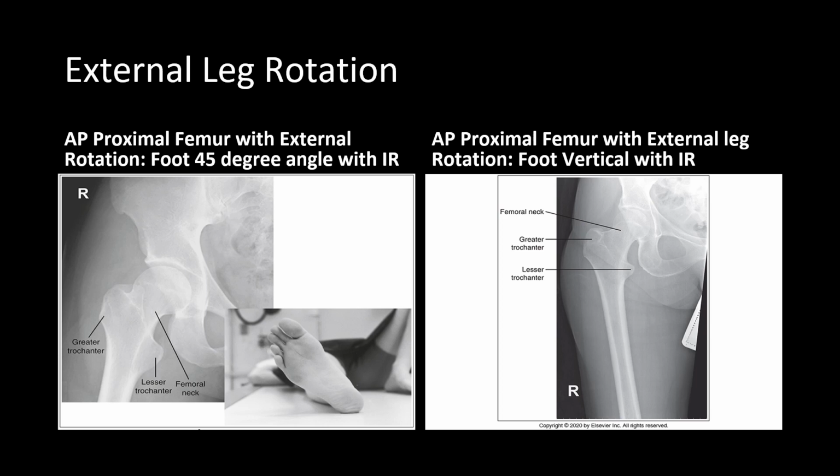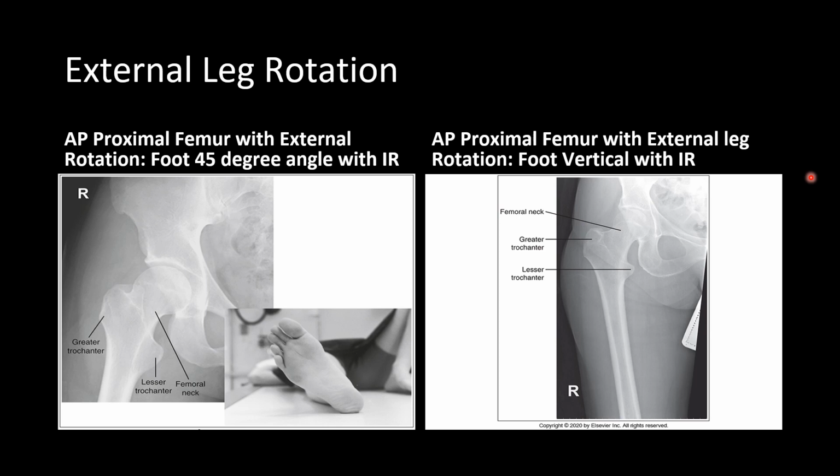Let's talk about external leg rotation in the AP proximal femur. I have two images here. You can see the first is with the foot at a 45-degree angle here. And we can see that on external leg rotation, the femoral neck inclines posteriorly and is foreshortened on an AP projection. You can also see that the lesser trochanter is in profile.